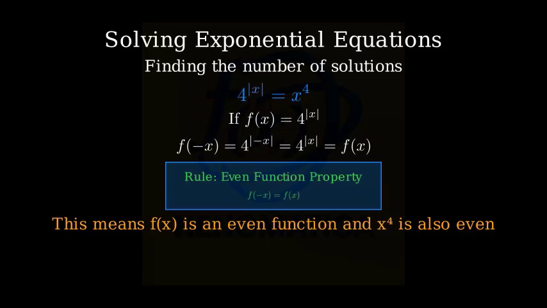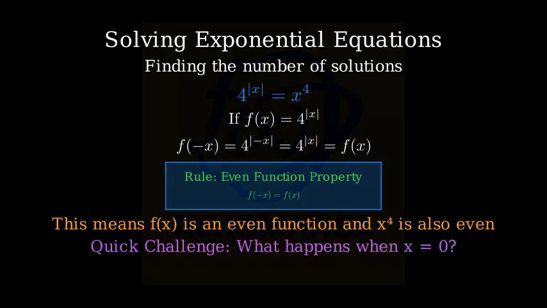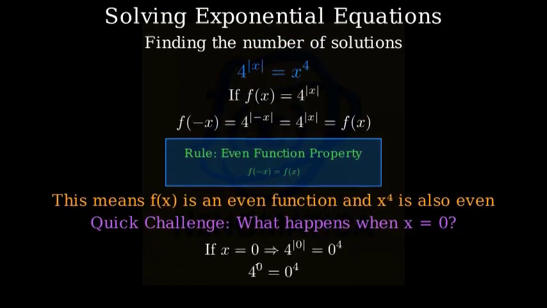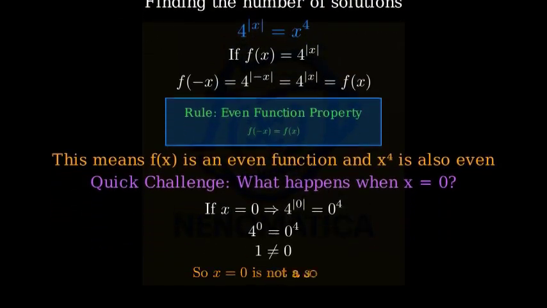Let's check the first case. If x equals 0, we get 4 raised to the absolute value of 0 equals 0 to the power of 4. This gives us 4 raised to 0 equals 0 to the power of 4. Since 4 raised to 0 equals 1, and 0 to the power of 4 equals 0, we have 1 equals 0, which is false. So x equals 0 is not a solution.